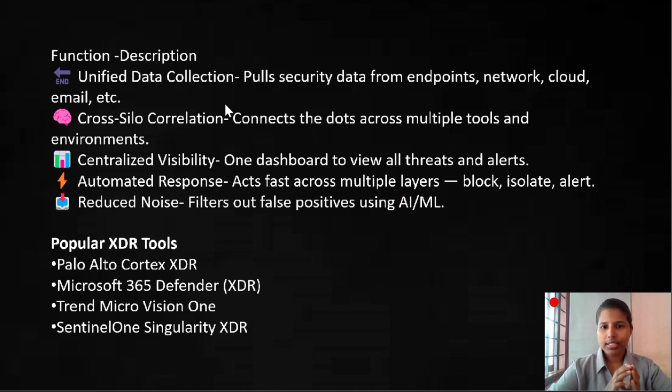SIEM connects and analyzes security data in real time, SOAR automates and speeds up incident response, EDR protects and monitors endpoints like laptops and servers, and XDR unifies everything, giving a full view across cloud, network, and endpoint. So that is what SIEM, SOAR, EDR, and XDR are. We have just quickly gone through everything. Each tool has its own role, but together they can build a stronger cybersecurity defense.